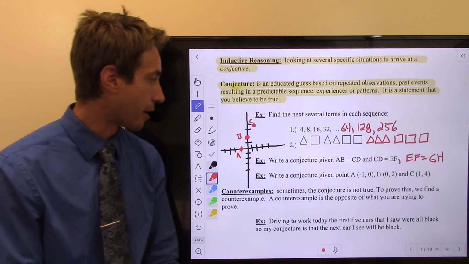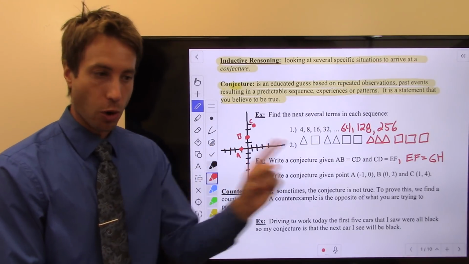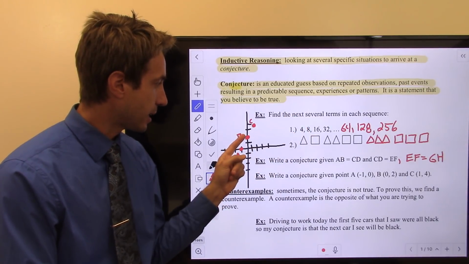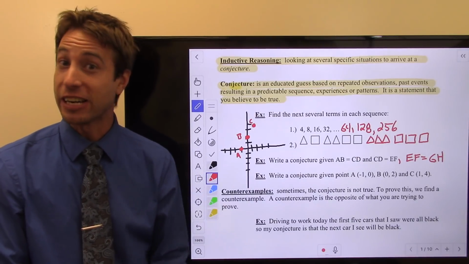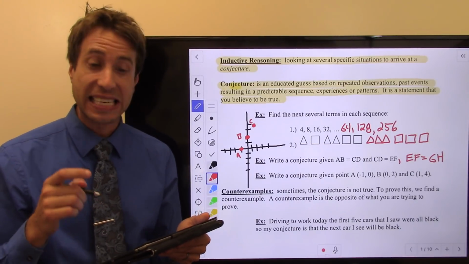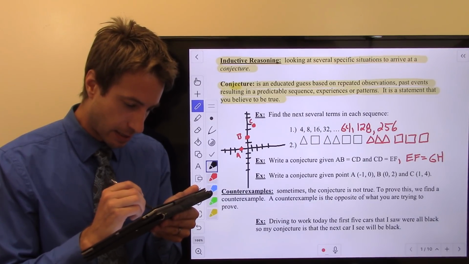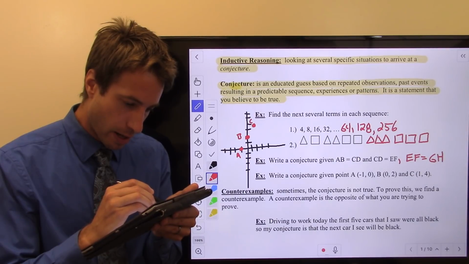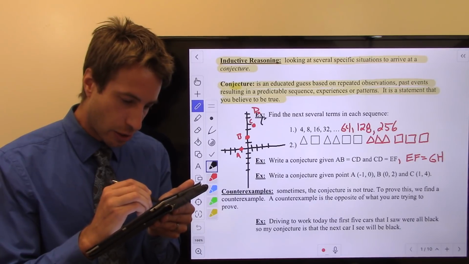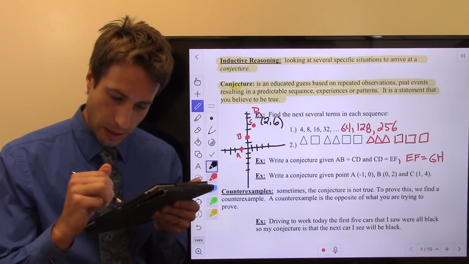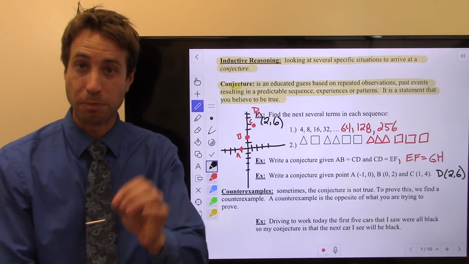Now, can I find a pattern? Well, to go from A to B, I went to the right 1 and up 2. So over 1 and up 2. To go from B to C, over 1, up 2. Okay, so what I think I found here is a pattern, which means then that point D would be over 1, that's 4, 5, 6, and up 2. So over 1, up 2. My conjecture is that D is right there, which is at 2, 6. So I believe that D is at the point 2, 6, based on the pattern.